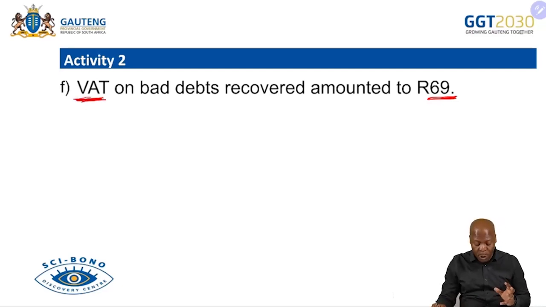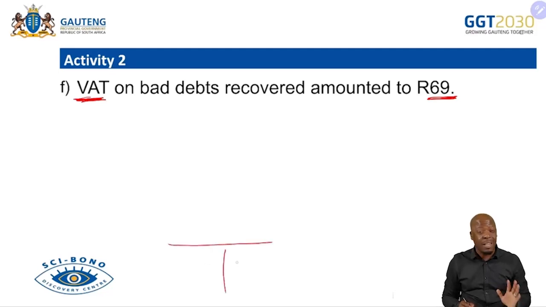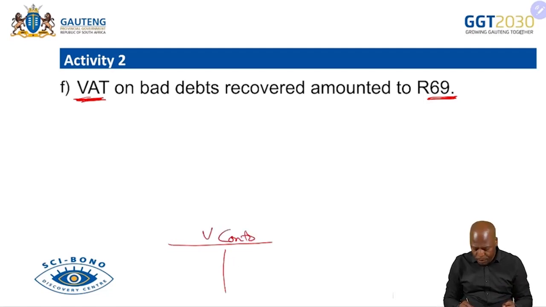But what we want to know is if it's bad debts recovered. Is it input or output? Let's try to establish that. The easiest way for me to explain it to you, I'm going to be literal, I'm going to be slow, and I want you to understand this. The easiest way is to open a VAT control. Let me say this is my VAT control. Okay? And here's my input, here's my output.